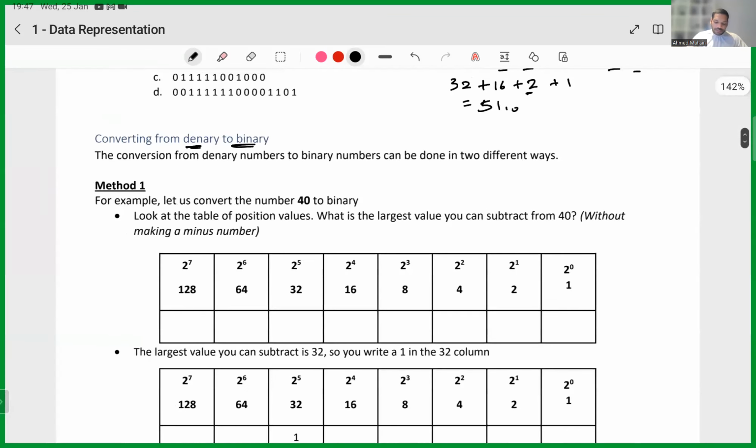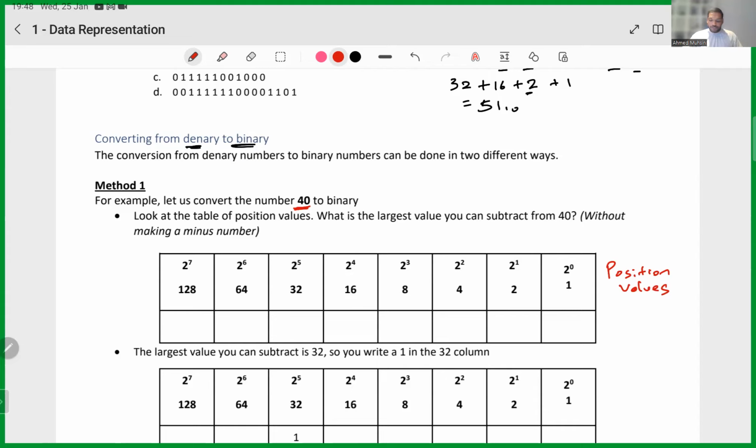For method number 1, the example that has been given to us is the number 40. This number 40, which is right now in decimal or denary format, has to be converted into binary format. What we do is take the number 40, and then we look at this table, the position value table, because over here we have the position values.